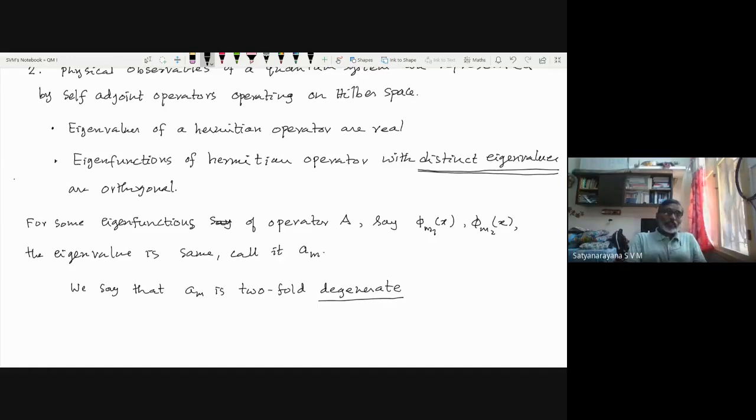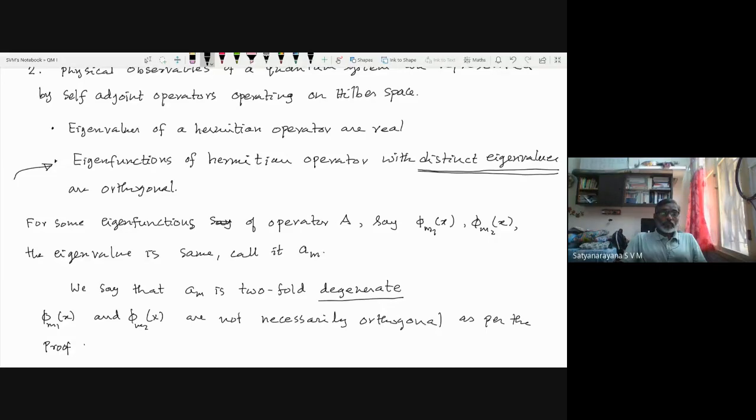So the proof we gave yesterday does not guarantee that phi m1 of x and phi m2 of x are orthogonal. They are not necessarily orthogonal as per the proof given, because the proof was only for distinct eigenvalues. If the eigenvalues are the same, then we cannot say that they are orthogonal.